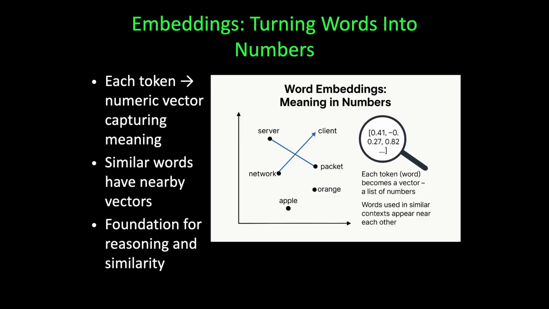If port scan and suspicious traffic often appear in the same context, their vectors drift towards one another. That numerical geometry allows the model to do something that looks like reasoning. It can infer that cyber attack is related to intrusion, even if those two words never appeared side by side in the training data. So whenever we talk about an LLM's understanding, what we really mean is the structure of these embedding spaces.